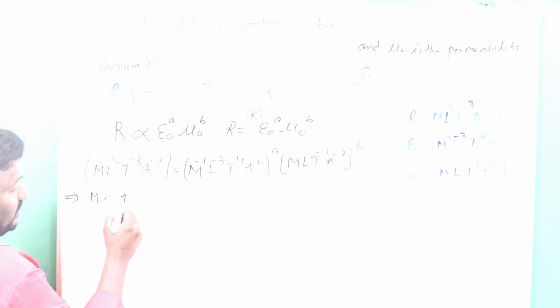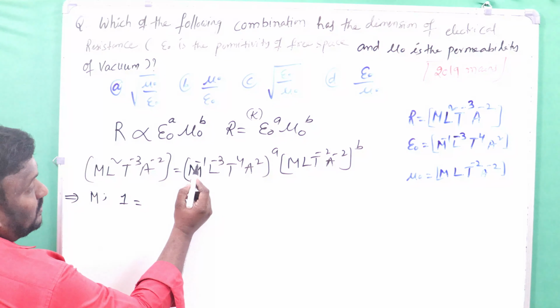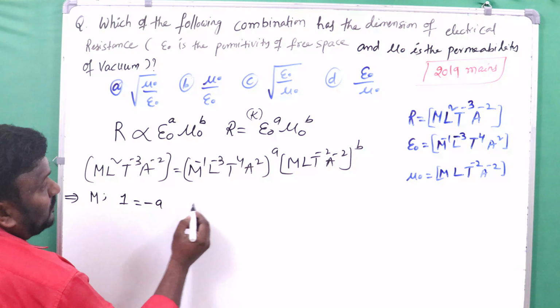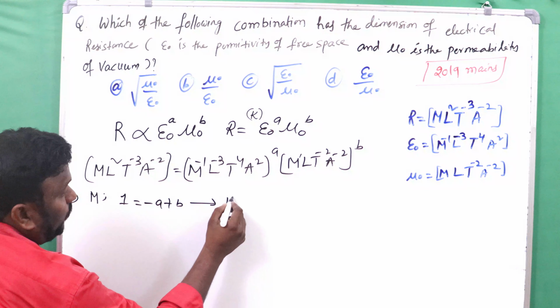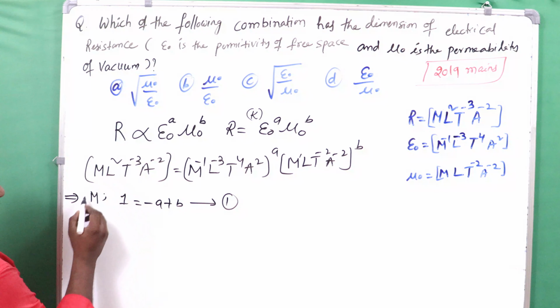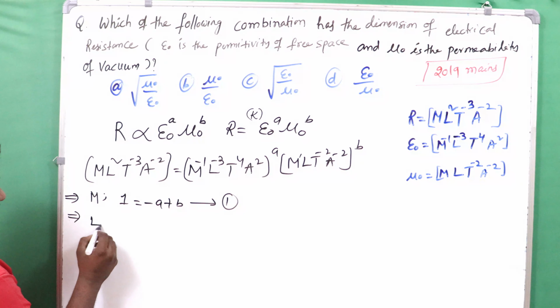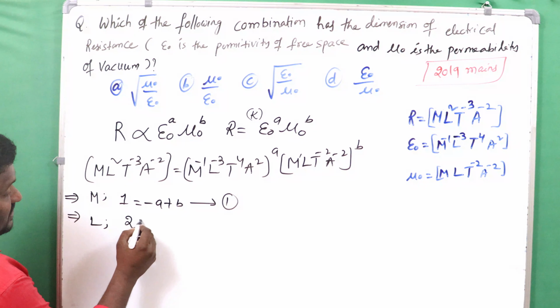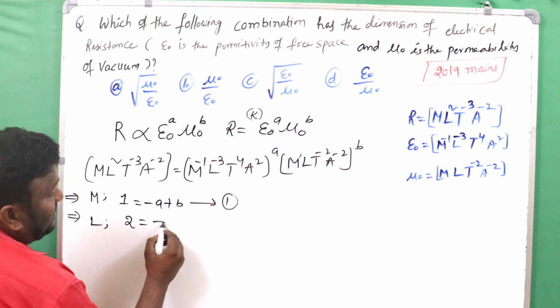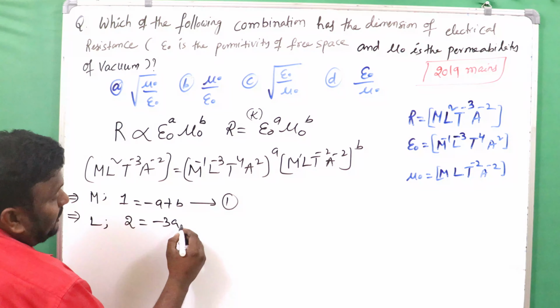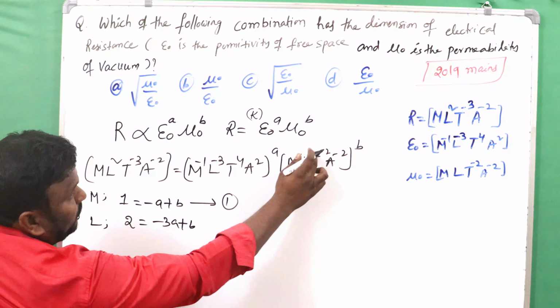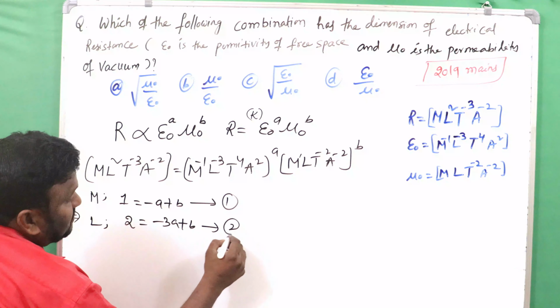First we compare the dimensions of mass on both sides. Here 1 is equal to minus A plus B. This is equation number 1. Similarly, now for length: 2 is equal to minus 3A plus B. That is equation number 2.